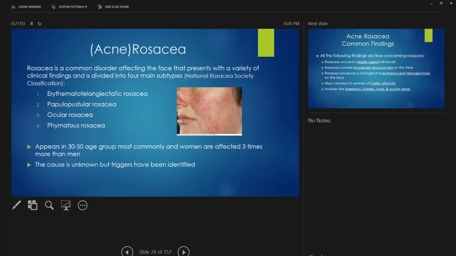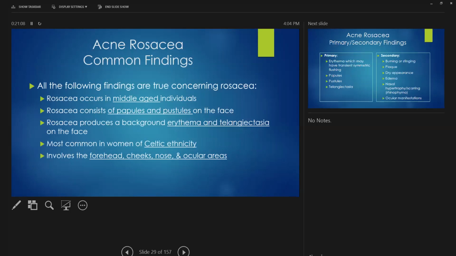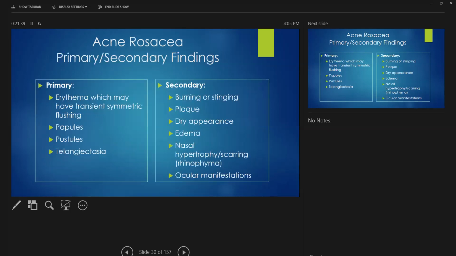Women are more affected, and the cause is unknown, but certain triggers have been found. So common findings is usually middle-aged individuals. The rosacea can be papular or pustular in nature. There's going to be some background erythema and then telangiectasia of the face, which is basically just seeing these really red small vessels on the face. It's more common in Celtic women. It involves the forehead, cheeks, nose, and ocular areas.